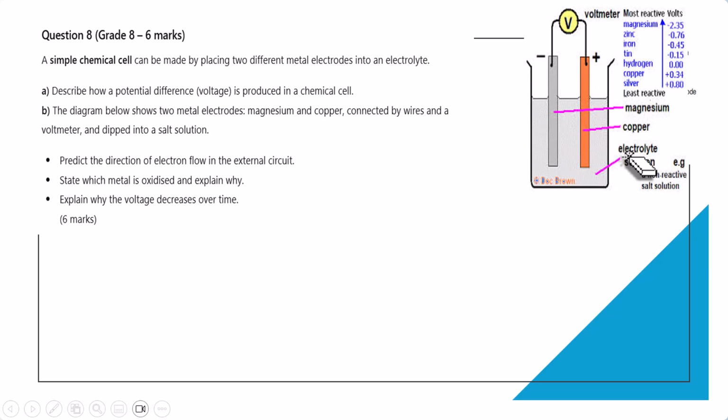Right? So let's say I've got magnesium there. And I've also got another one. Let's say I've got copper. What's going to happen now when you turn it on? Chemical reactions are going to start happening. As long as they are different reactivities, what's going to happen now? They will start losing electrons.